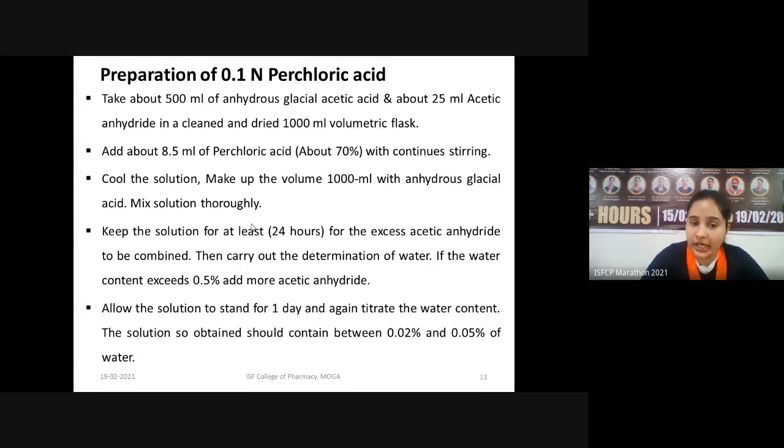If the water content again comes out to be more, we will have to add more acetic anhydride and keep it for one another day, so that the acetic anhydride which we have added will combine with the water molecules present in the medium. The solution so obtained should contain water between 0.0% and 0.05%. The water content should not be more than that, otherwise it will result in undesirable error.